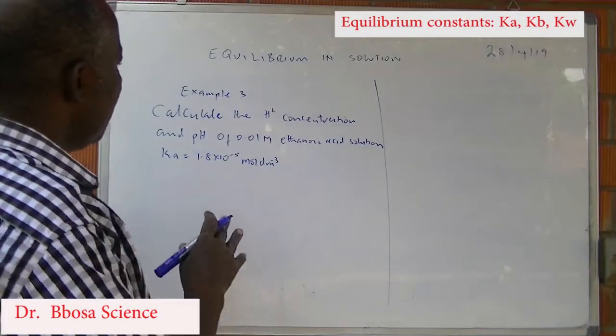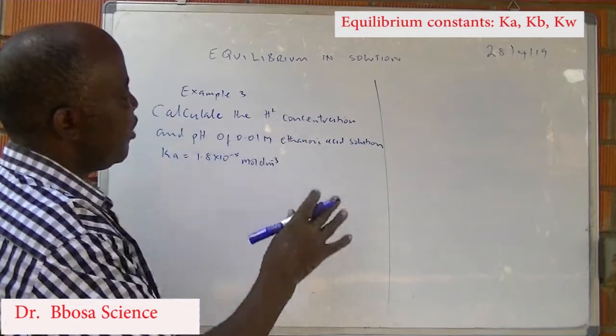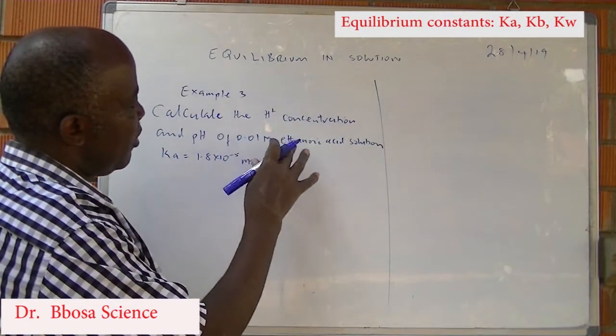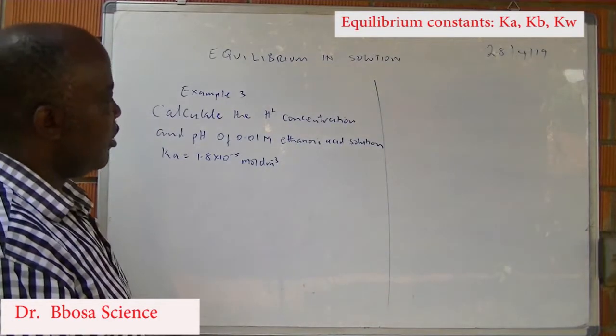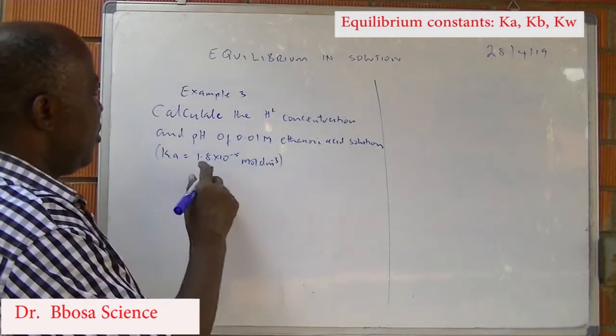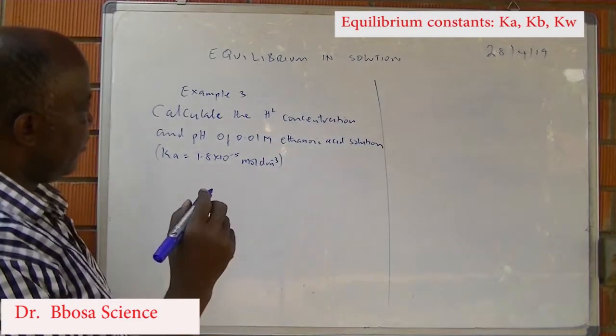Example 3. Calculate the hydrogen ion concentration and the pH of 0.01 molar ethanoic acid solution. Ka is 1.8 times 10 to the power negative 5.